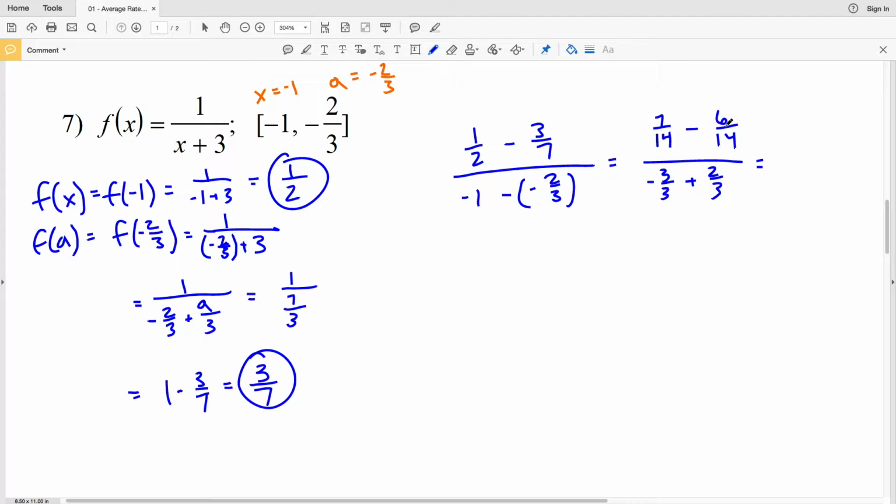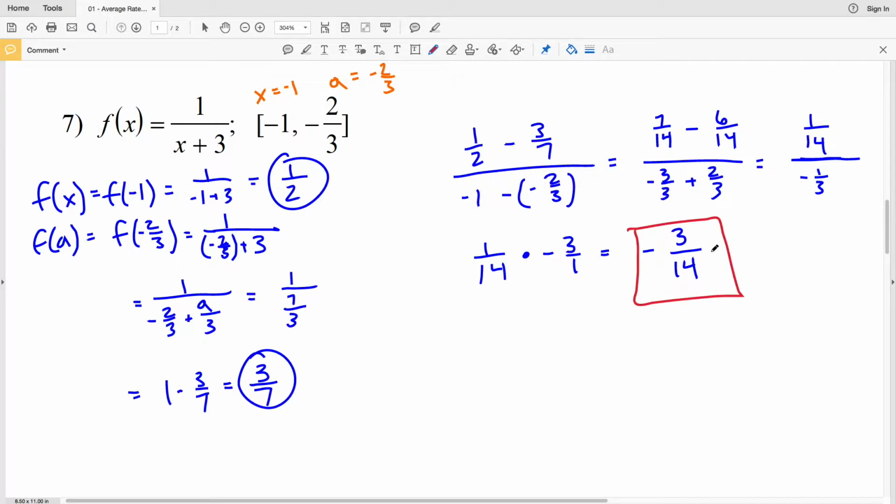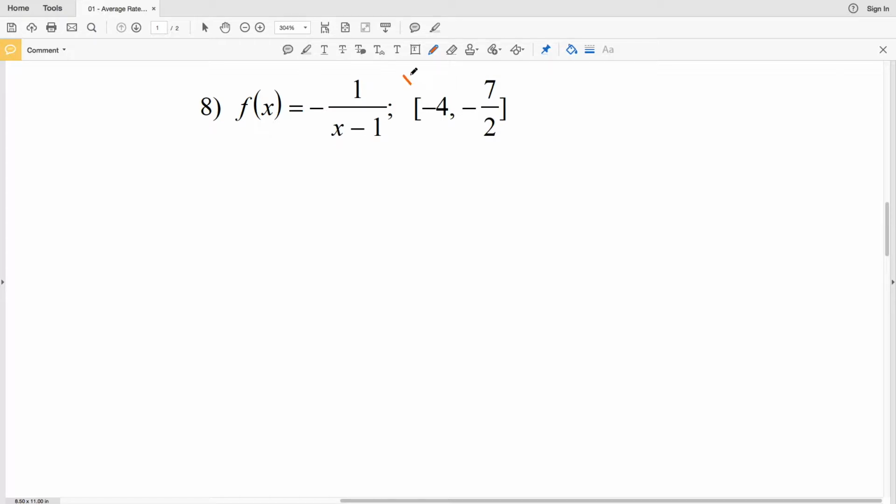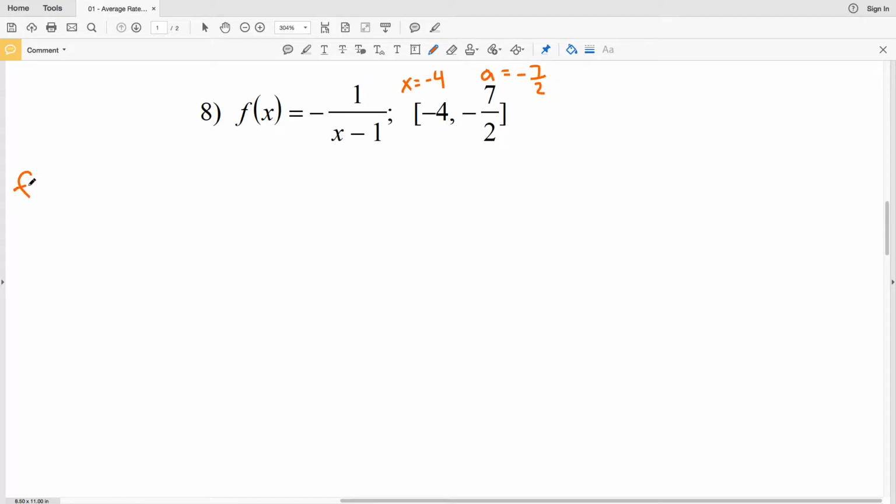So now in our numerator, 7 minus 6 is 1, so we'll have 1/14. And in our denominator, negative 3 plus 2 will be negative 1, so that will be negative 1/3. So 1/14 divided by negative 1/3 is the same as 1/14 times negative 3 over 1, which is equivalent to negative 3 over 14. So negative 3/14 is the average rate of change in number 7. Now for number 8, our x will be negative 4, and our a value will be negative 7/2. So f of x will be f of negative 4.